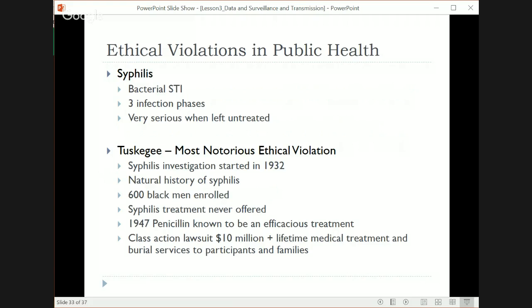So in the 1970s, a whistleblower comes forward and basically tells on these study investigators, and this leads to major changes in U.S. laws and regulations on the protection of human subjects, which is why we now go through IRBs. Ultimately, all these men who were enrolled in this study ended up filing a class action lawsuit, although by the time they filed the lawsuit and actually won, most of them had died. They got $10 million plus lifetime medical treatment and burial services that was provided to the participants and to the participants' families.